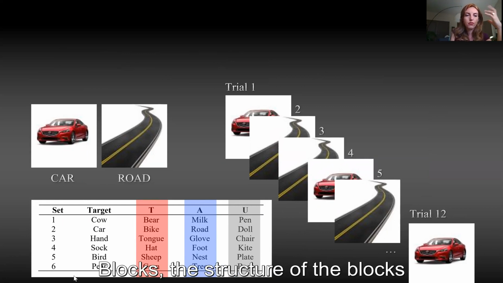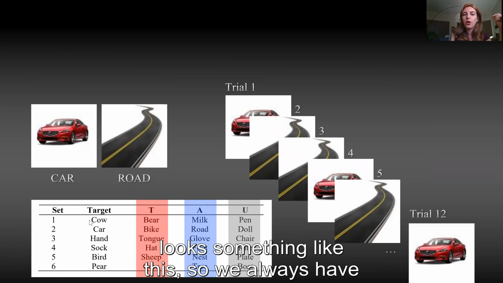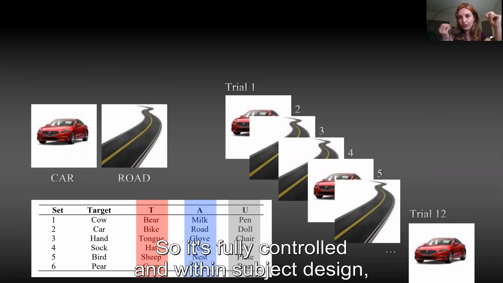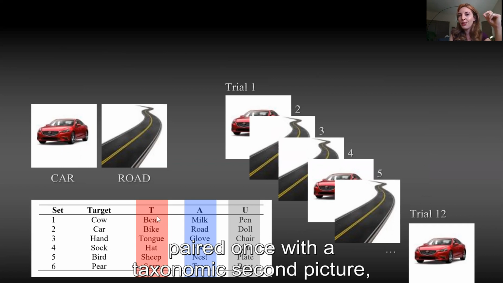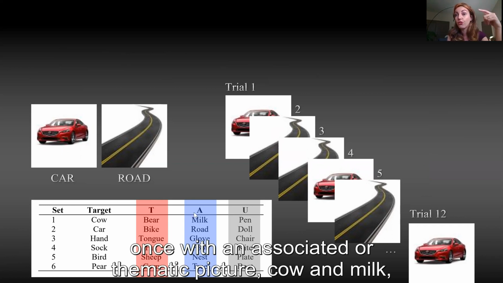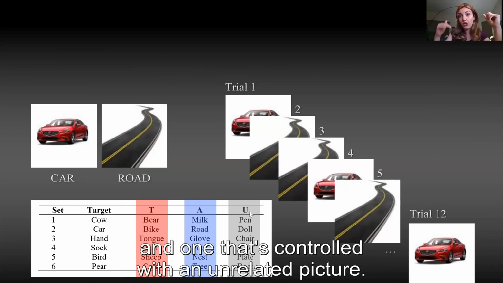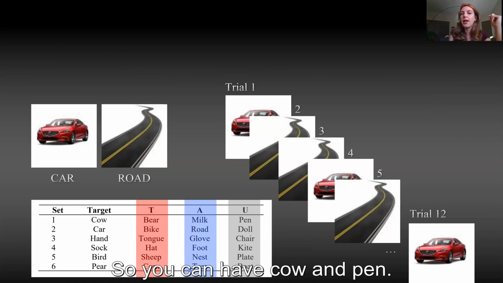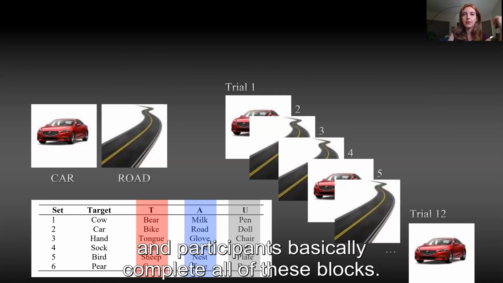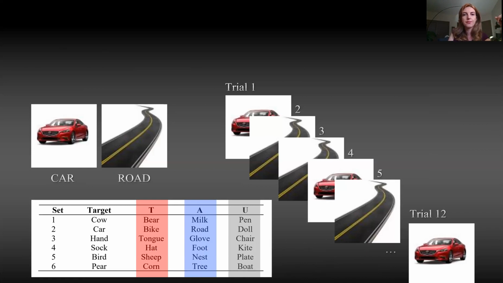The structure of the blocks looks something like this. So we always have the same target being compared to itself, so it's fully controlled in a within subject design, paired once with a taxonomic second picture, so you can have cow and bear as the 2 pictures, once with an associative or thematic picture, cow and milk, and once as control with an unrelated picture, so we can have cow and pen. And we have a number of different pairs, and participants basically complete all of these blocks.